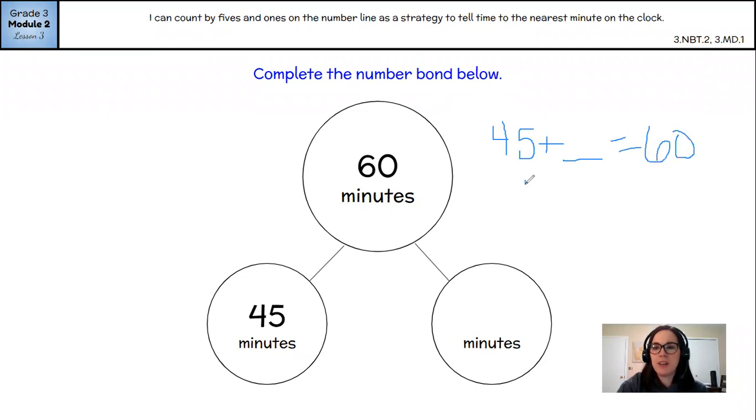So 45 plus blank equals 60. That's one way we could figure it out. Or we could do 60 minus 45 equals blank. Either way, we're going to get the same answer in these two blanks. So if I want to do 45 plus what equals 60, I could count up by 5. So 45 plus 5 is 50, plus 10 more is 60. So 5 and 10, that makes 15. So my other part would be 15.